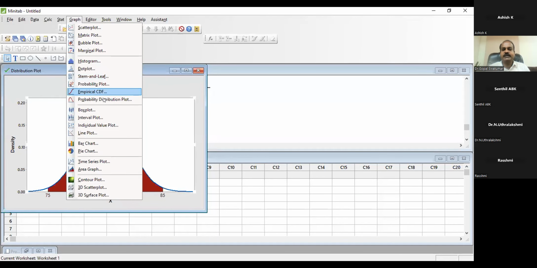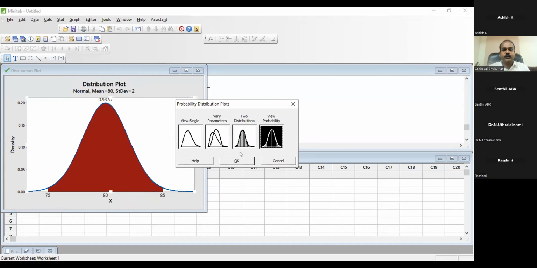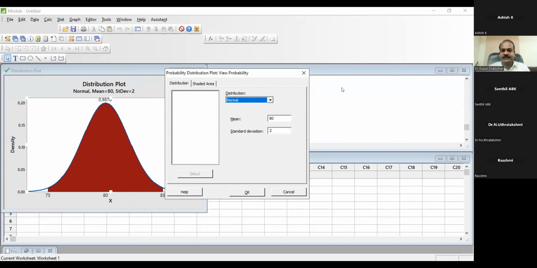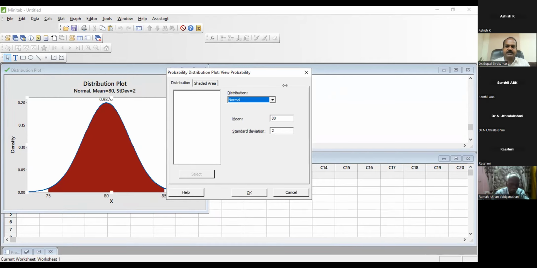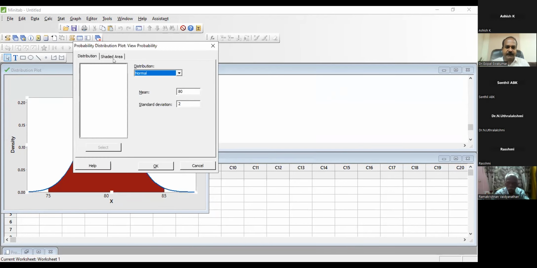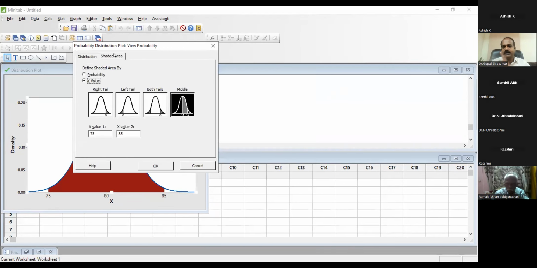Now going to Graph, Probability Distribution Plot, View Probability. Okay. And the situation is mean 80, standard deviation 2, right? So I have taken that. Now shaded area. Now what is it that we want to find out? Quartile 3. Now you take the left tail or right tail, anything, right tail.